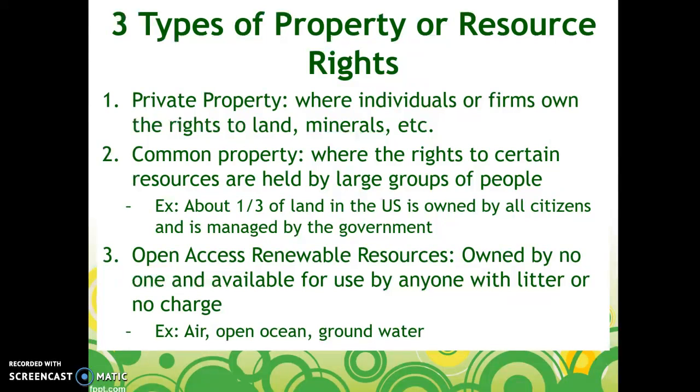Common property is where the rights to certain resources are held by large groups of people. So, for example, about 1/3 of the land in the United States is owned by all citizens and is managed by the government. So these are things like national parks.